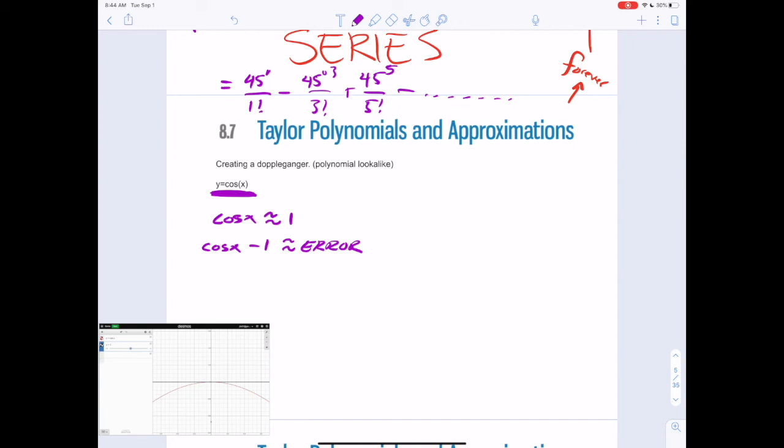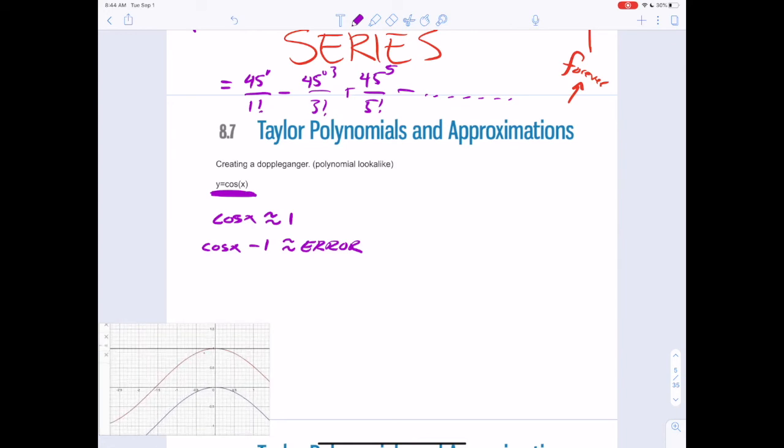So I'm going to go ahead and graph the error here, cosine x minus 1. Okay, so take a look. When the red and the black graph were overlapping each other, their distance was 0, which is why the blue graph is at 0 right now. But the moment they start to push away, go in their own directions, the distance increases.